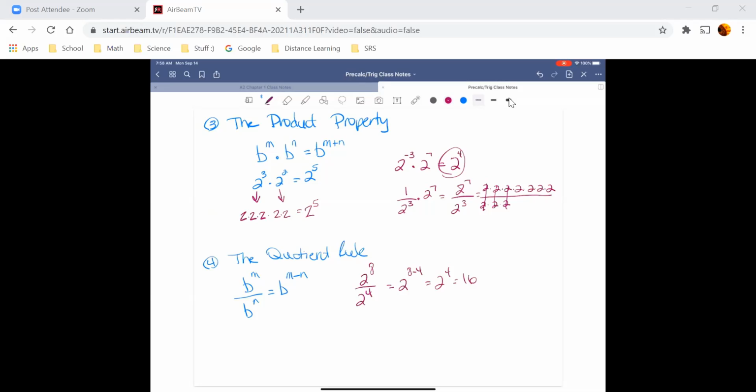And again, on this one, if you can't quite remember, you can write these out with the fraction, right? 2 to the 8, 1, 2, 3, 4, 5, 6, 7, 8 over 1, 2, 3, 4. What are you left with? 2 to the 4th, which is 16. Yeah?